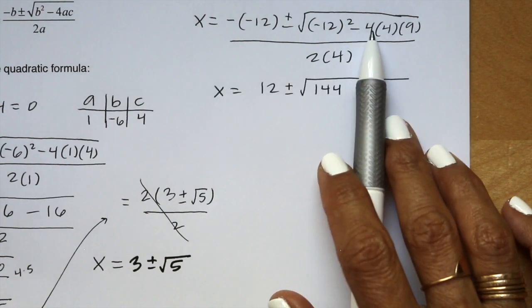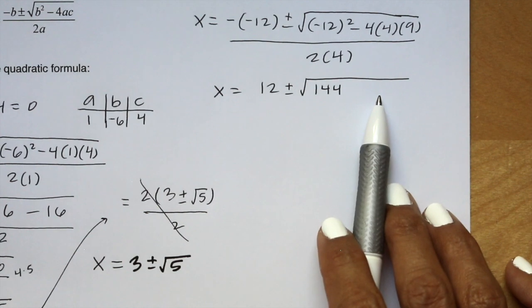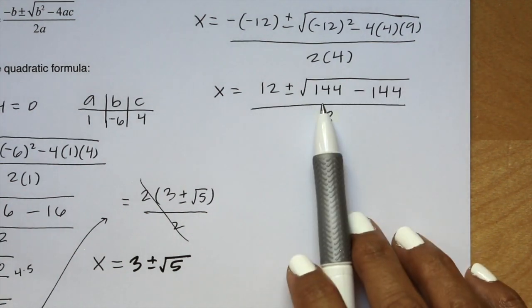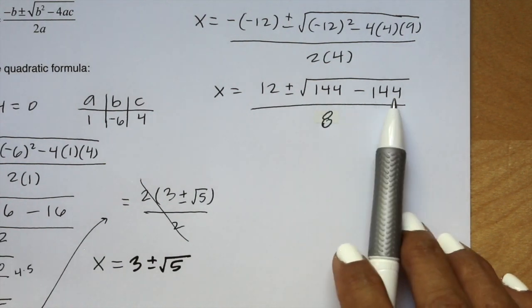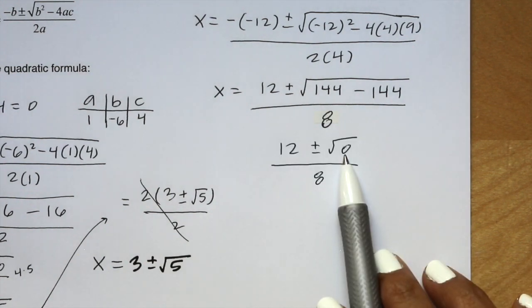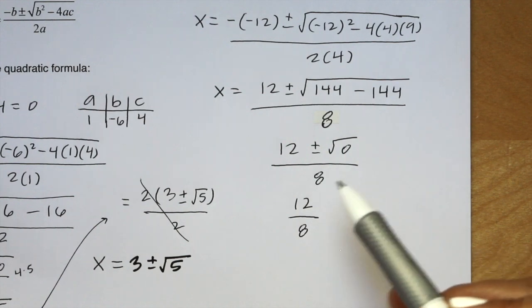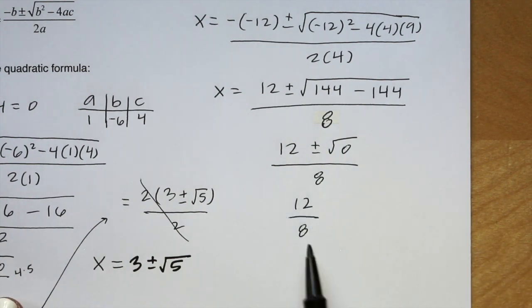Over here we have negative 4 times 4 times 9, which is negative 144. So here we have 12 plus or minus the square root of 144, take away 144, all over 8. These are going to cancel, making the square root of 0. The square root of 0 is just 0. So this part of the problem, the plus or minus part, is gone, and you're just left with 12 over 8. When you reduce 12 and 8 by 4, our final answer just becomes 3/2.